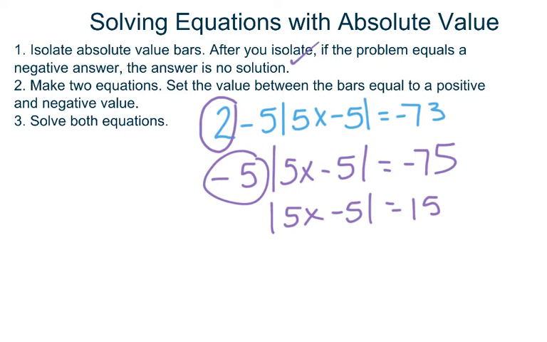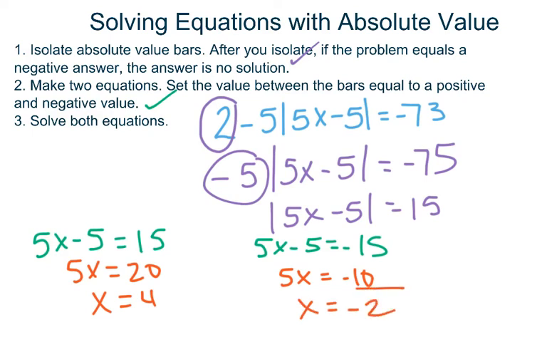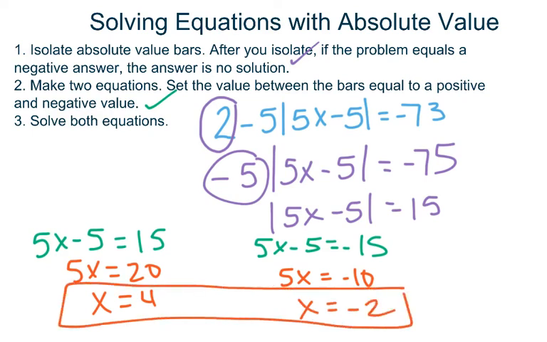Alright, then I'm going to set this into two different equations. It's going to equal a positive 15 and a negative 15. Okay. And then I'm going to solve both equations. So I'm going to get rid of that minus 5 by adding, and I'm going to get rid of the 5 by dividing. The next one, I'm going to get rid of the minus 5 by adding, and I'm going to get rid of the 5 by dividing. So, still I got two answers. Makes sense because we're talking about absolute value.